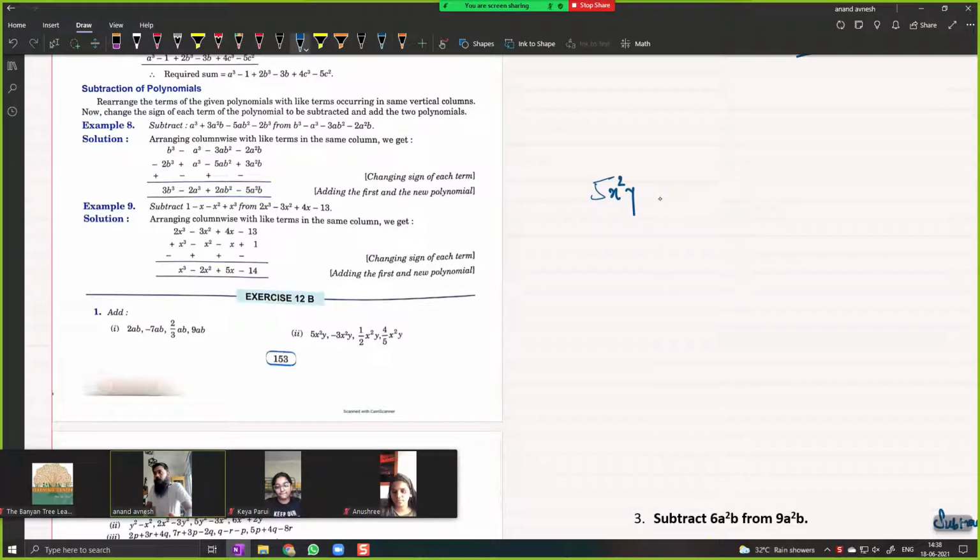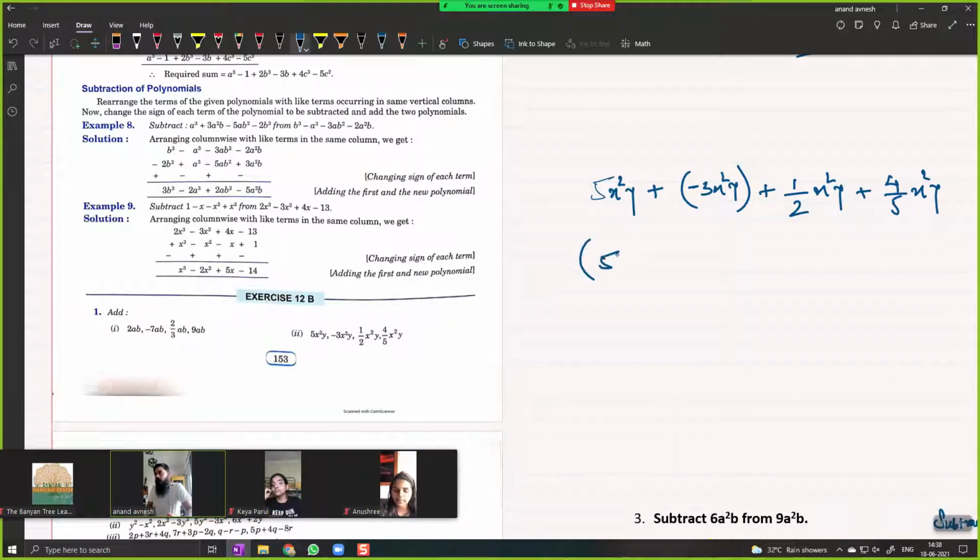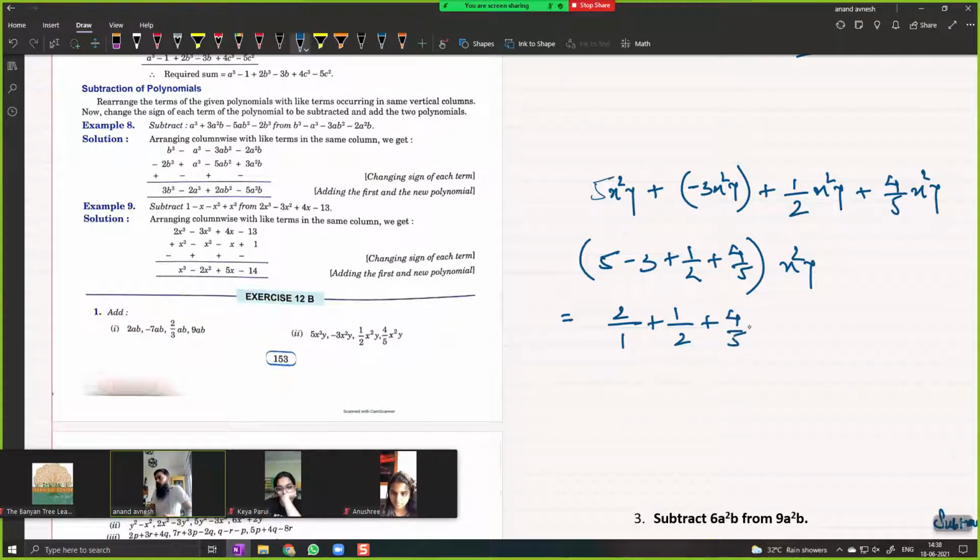5x square y plus minus 3x square y plus 1 by 2 x square y plus 4 by 5 x square y. So you can just write the numbers first: 5 minus 3 plus 1 by 2 plus 4 by 5, and x square y you can write outside. So 5 minus 3 is 2. I'll write 2 by 1 plus 1 by 2 plus 4 by 5, and then I'll take the LCM.